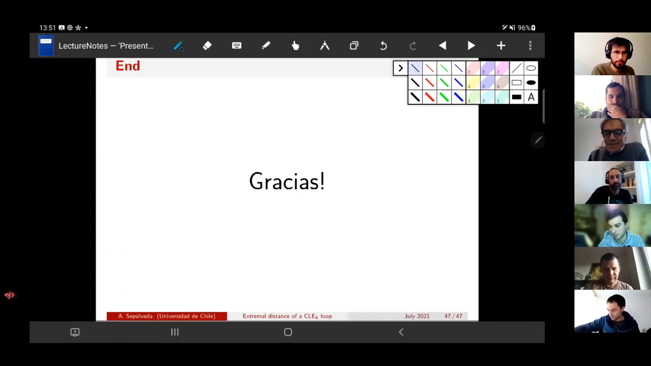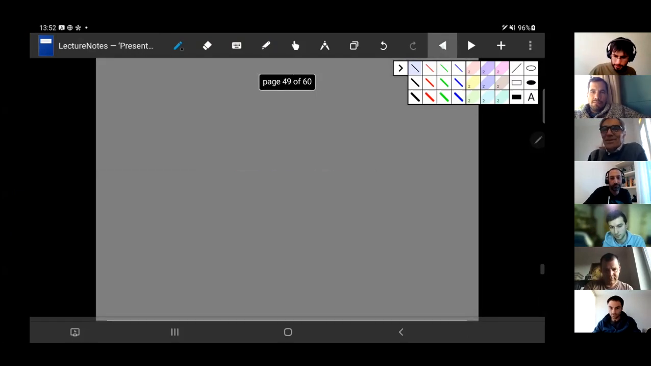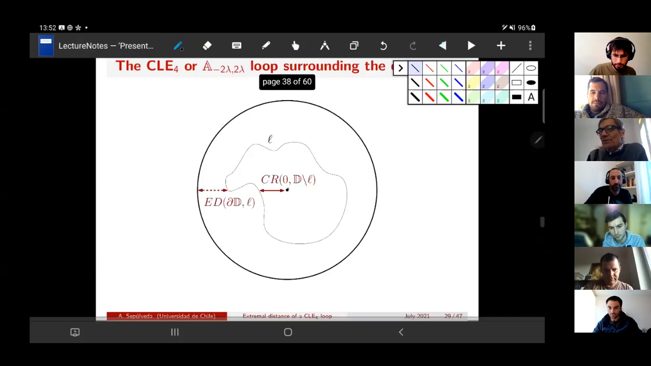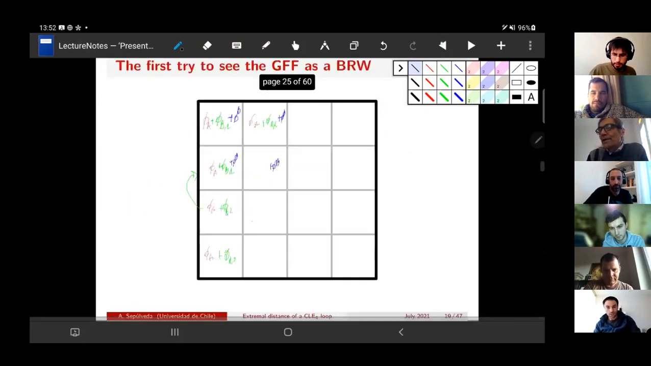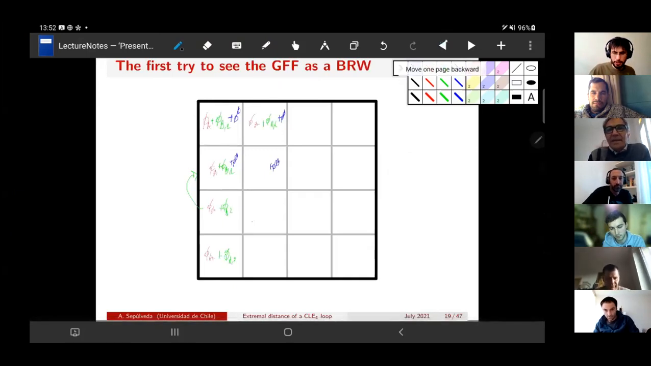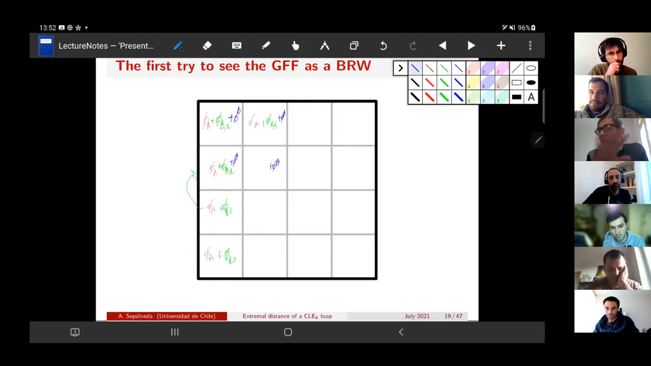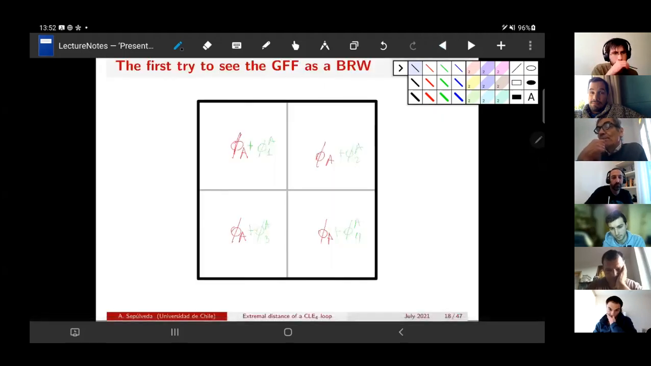Okay, so Avelio, let me ask you a question about your first slides, because this is beautiful, but it's hard to grasp immediately. When you construct the first random walk from the square, in that picture, you started with a Gaussian random variable, and then in each square you sum an independent Gaussian random variable, but with a different variance, I imagine, or not?